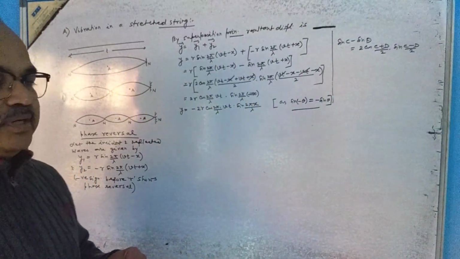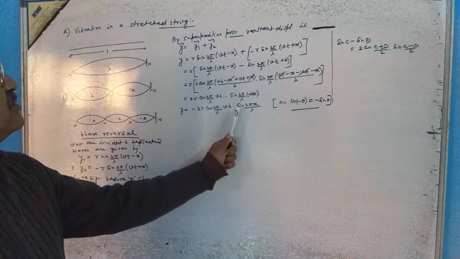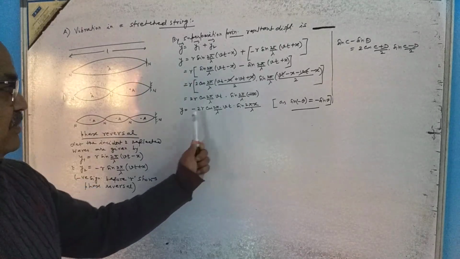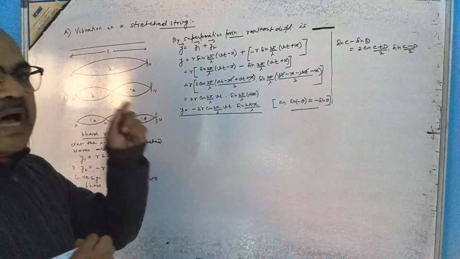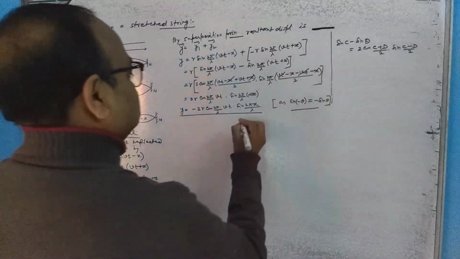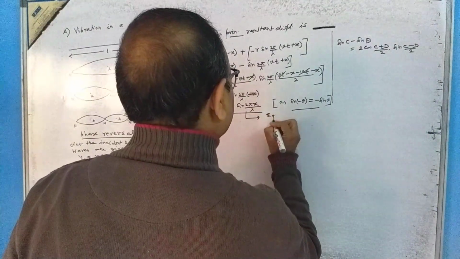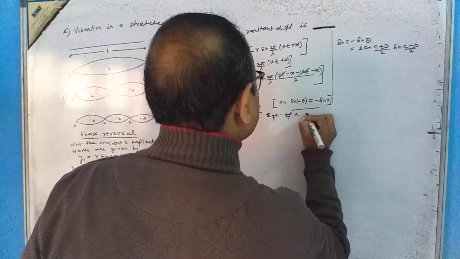Sine of minus theta is minus sine theta. It should be remembered. Here the minus sign will appear, which is coming here. Just identify this. This is the equation of a stationary wave.